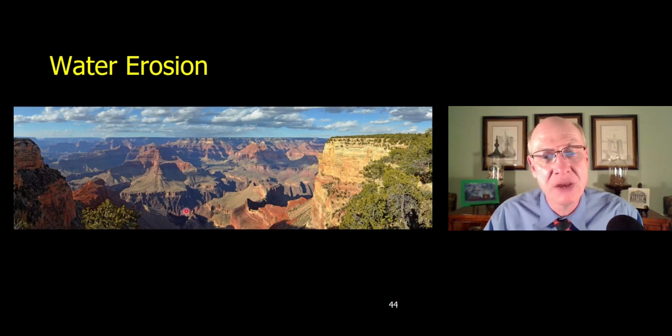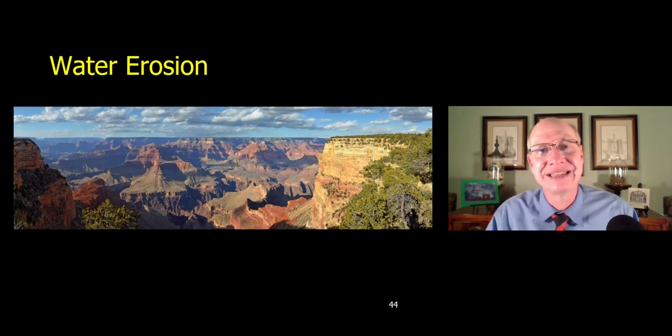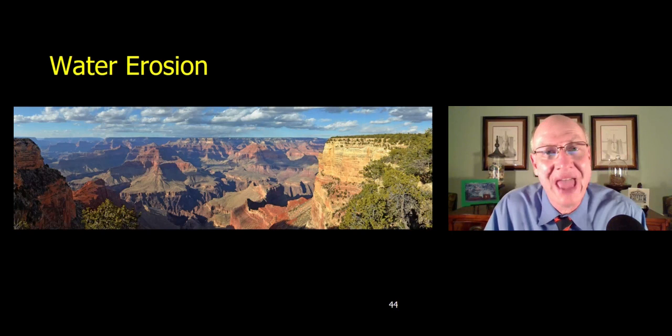And down here at the bottom, we find rocks that are 1 billion years old. And as we go higher and higher in the Grand Canyon, we find rocks that are younger and younger. So that is an example of water erosion. Rain is also an example of something that wears away rocks.